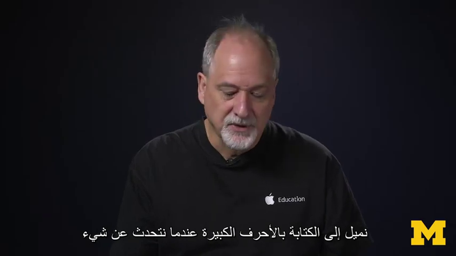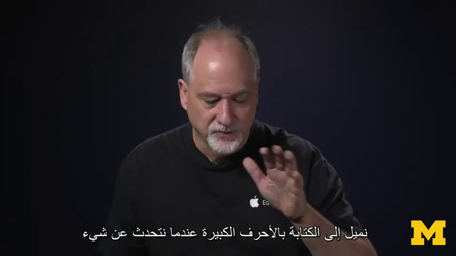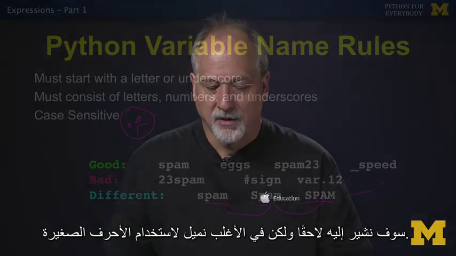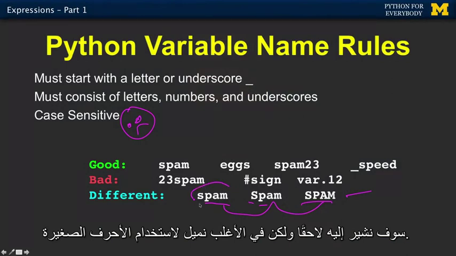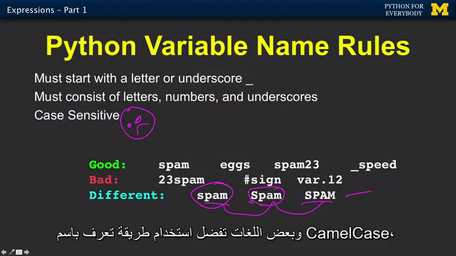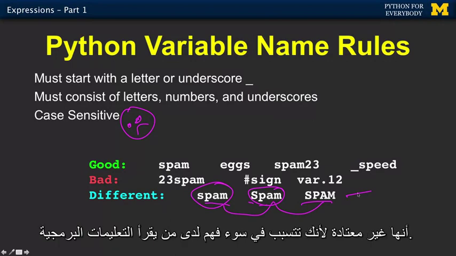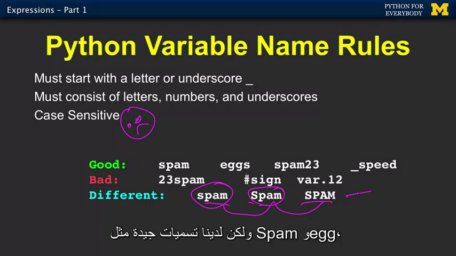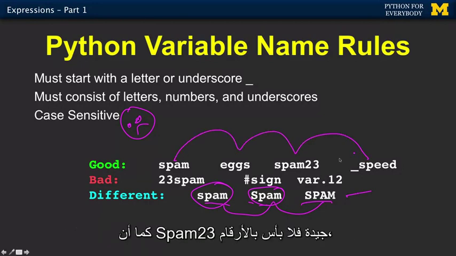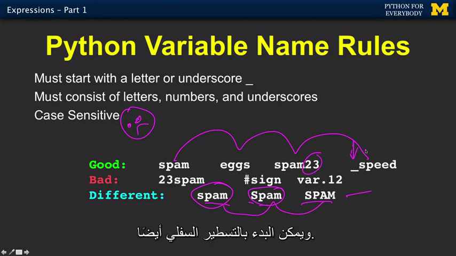We tend to sometimes use uppercase to signal things, which we'll talk about later, but we tend to use mostly lowercase. Some applications use what's called camel case, which is a mix, but you tend not to depend on the fact that these are unique because you really are misleading the person who's reading your code. But we have some good ones: spam, egg, spam23, numbers are fine. It's fine to start with an underscore.